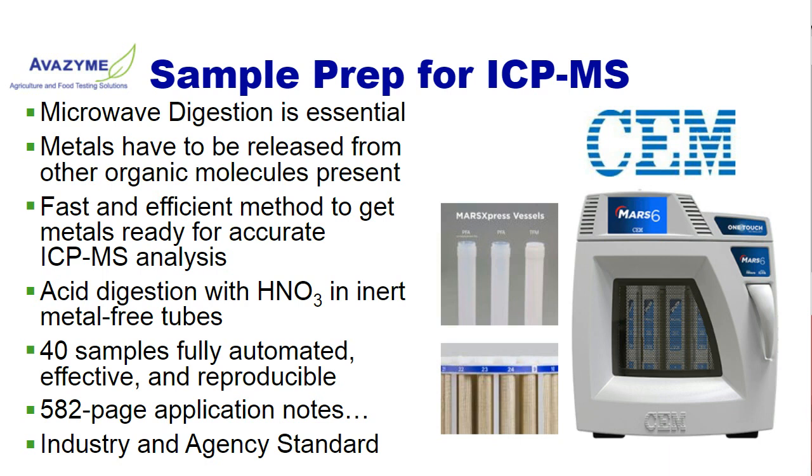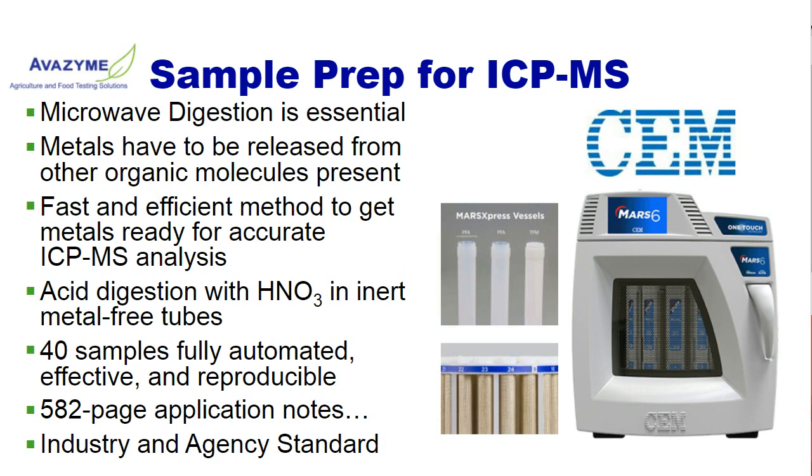Sometimes some pre-digestion in the acid prior to addition of water is necessary to ensure full digestion, but you should receive a clear or translucent digest at the end, and then you volume that up with water to allow dilution of the acid so that it becomes more compatible with the instrument, with the ICP-MS. The acid digestion is done in inert metal-free tubes, and we can do 40 tubes in this instrument with our setup at a time.